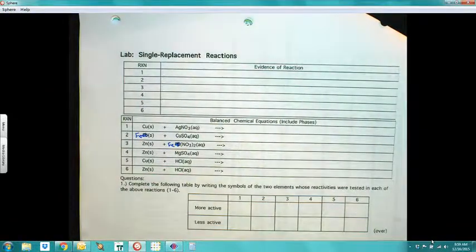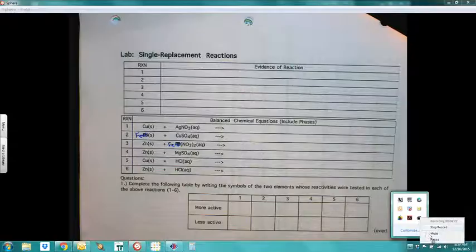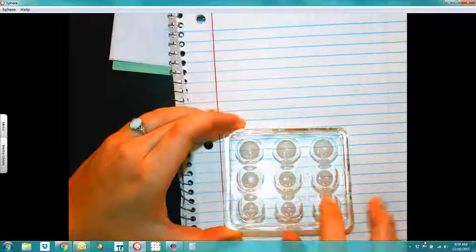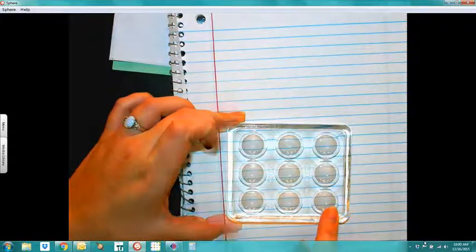Okay, the other thing is you're not doing these reactions in a test tube, you're doing them in a well plate. And a well plate is a little dish that you put a little bit of each in. Leah, can you grab me a well plate from the back? Okay, so here we have a well plate. It's called a well because it has a series of little dips in it, so it looks like it has a bunch of wells. There are 9 places where you could do a reaction here, but you're only doing 6.